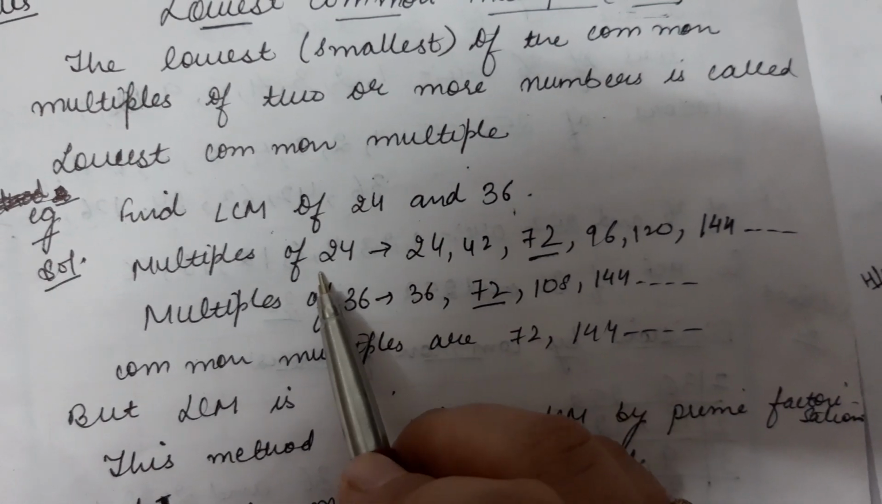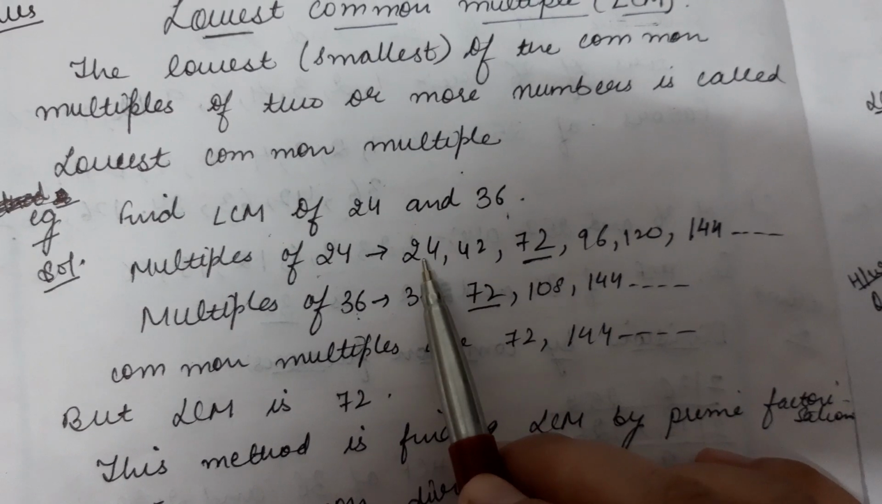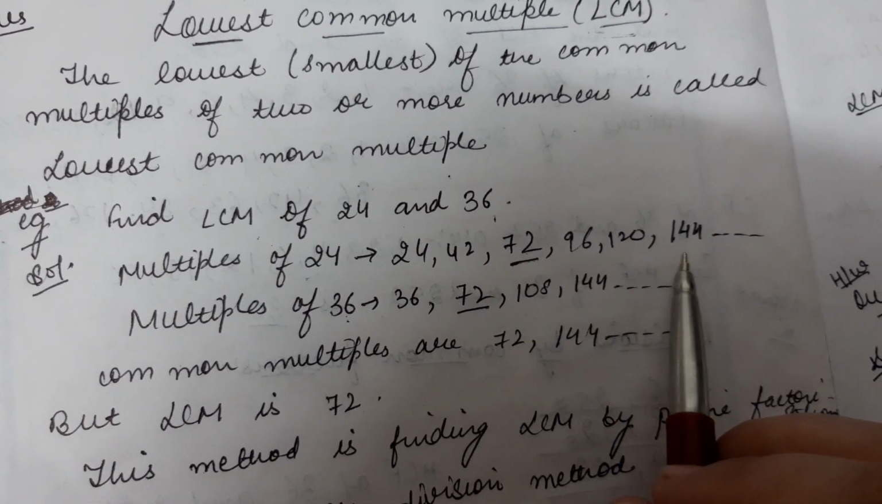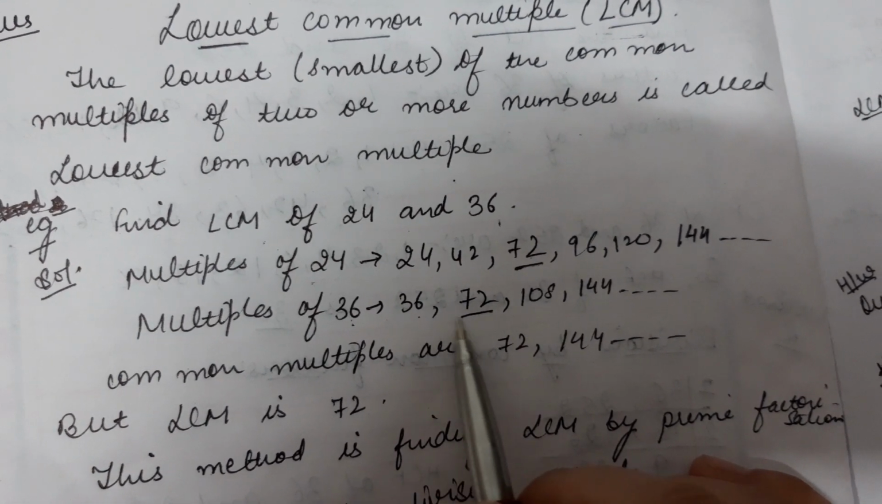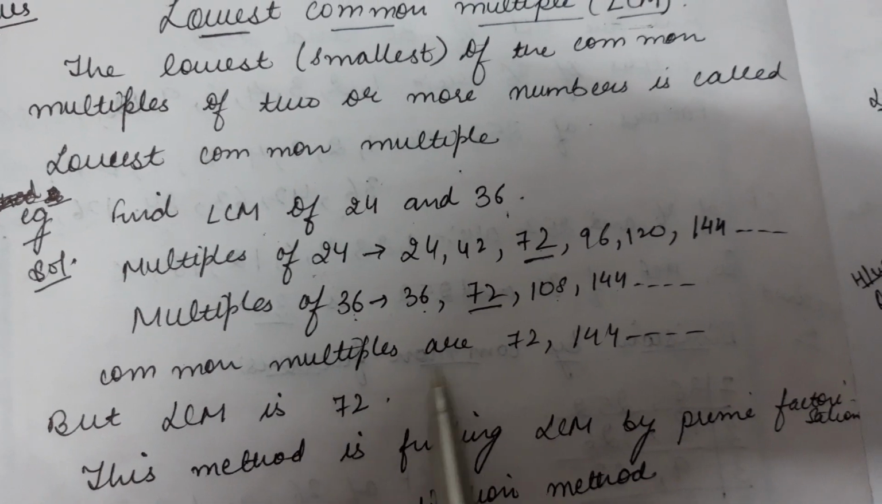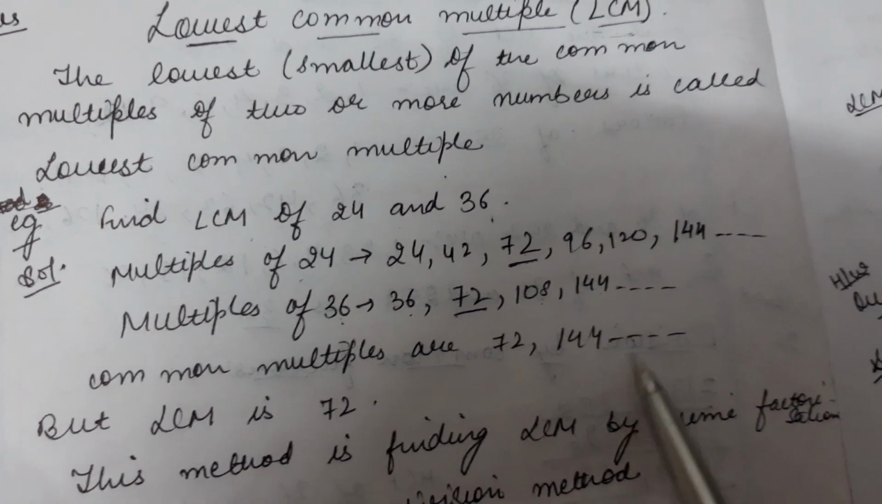So firstly we will write multiples of 24 and multiples of 36. So we have written here 24, 48, 72, 96, 120, 144 and so on. Similarly, multiples of 36 are 36, 72, 108, 144 and so on. Now common multiples are 72, 144 and so on.